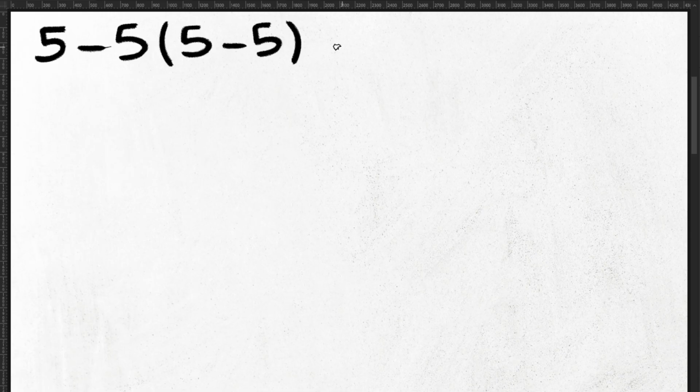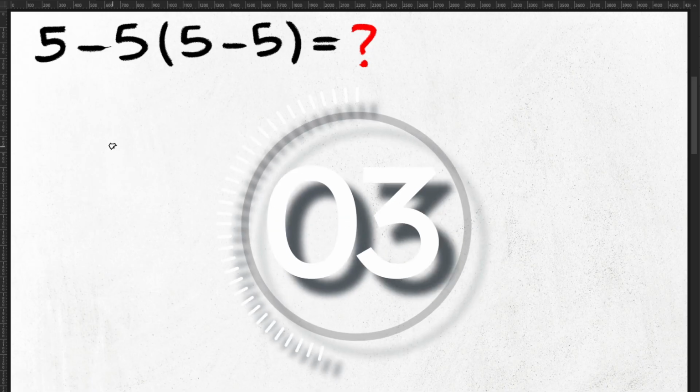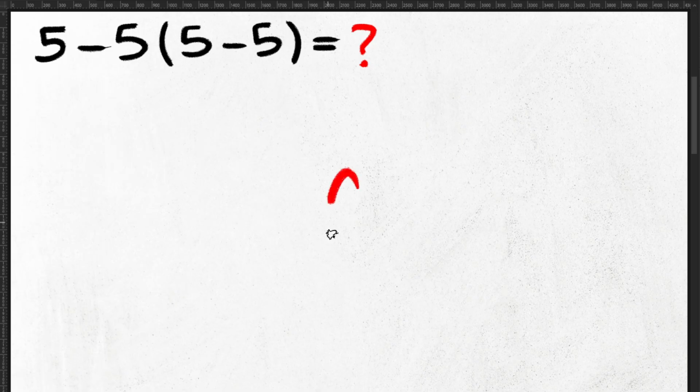Hello, everyone. Today, we're starting with a math question that only a small percentage of people can solve correctly at first glance. Here's the expression: 5 minus 5(5 minus 5). I'll give you 5 seconds to solve it. If your answer was 0, then unfortunately, that's wrong.